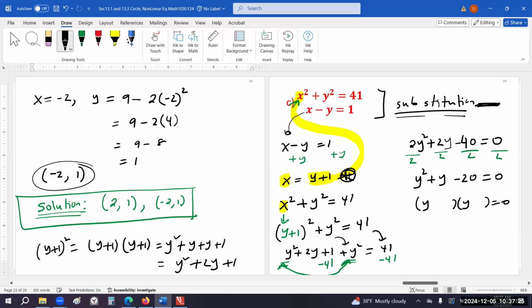What two numbers multiply to negative 20 and combine to 1? That tells us our y is negative 5 and it's positive 4.